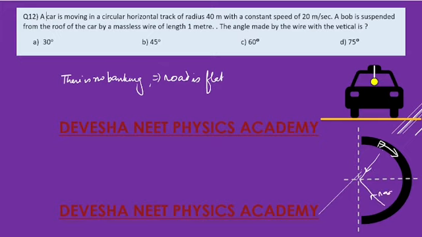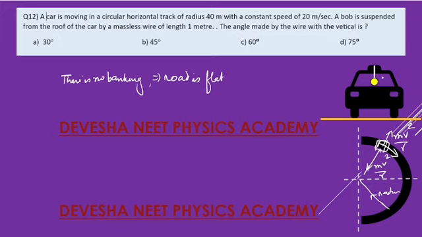This is the radius of the circle. This is the force which will act on this, right? So if this is the body, this is the car, then this will be the centrifugal force acting outwards, and we'll have the radial force, the centripetal force, acting towards the center, mv square by r.